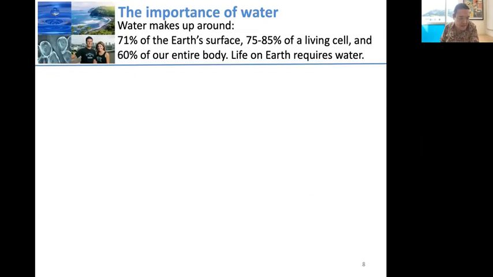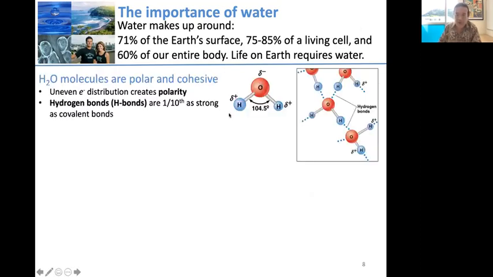So another important concept with molecules related to life of living cells is the importance of water. So water makes up about 71% of the Earth's surface. Anything from 75 to 85% of a living cell is actually just water. And in fact, 60% of our entire body weight is due to things like water, right? So life on Earth requires water. What are some of the properties of water that make it so important for life as we know it? So water molecules are polar and they are cohesive.